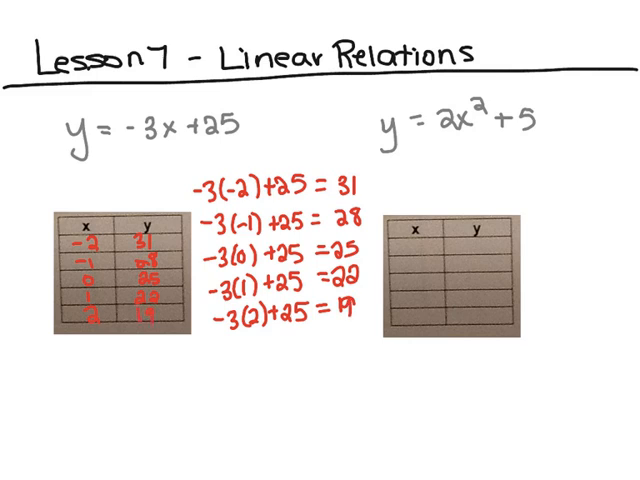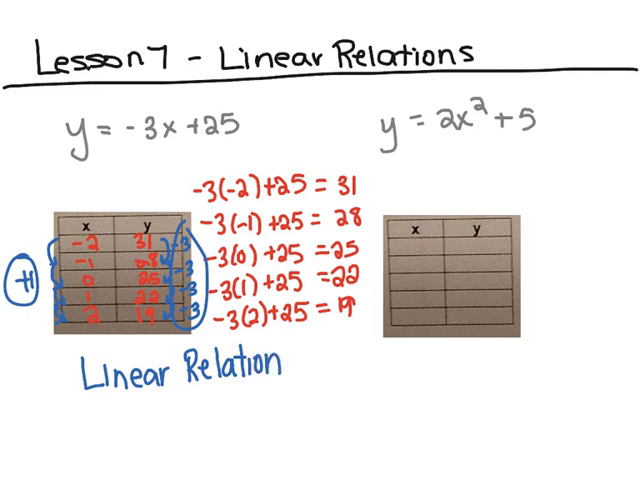So now we're going to check to see if we're going up by consistent amounts in here. So to get from 31 to 28, you're going to subtract 3. To get from 28 to 25, you subtract 3. 25 to 22, minus 3. And 22 to 19, minus 3. Because these are all going up by ones, it's consistent for both sides. This is a linear relation.